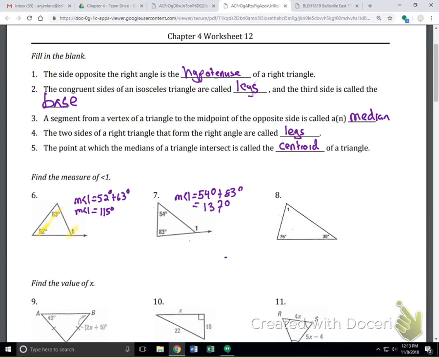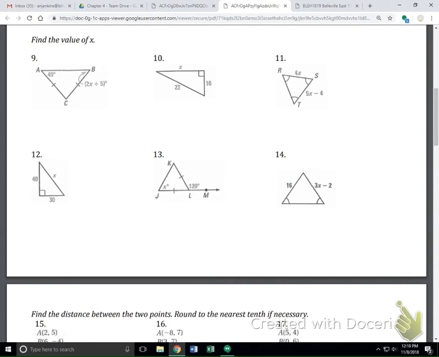And then number 8, we are just finding the missing angle, so we're looking for the measure of angle 1. We know that the interior of a triangle adds up to 180 degrees, so we take 75 plus 35, and we get what value? 110. We subtract that from 180. 180 minus 110 is? It's just going to be 70. And then I'm going to scroll down, so give me 1 second.